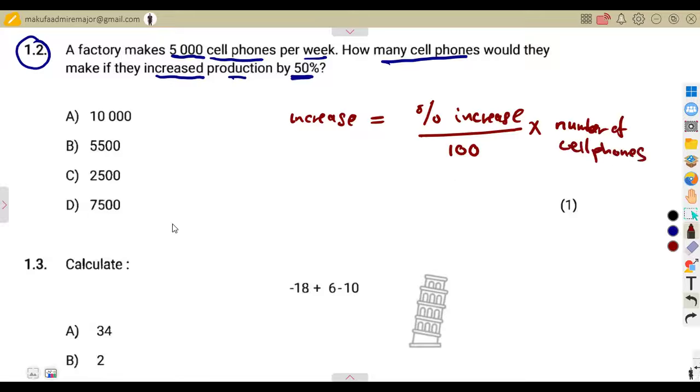That's an increase. We need to know how it increased by what. If you know this 50%, guys, it's a half. It's a half of the production. So you can just half of this, you're done.